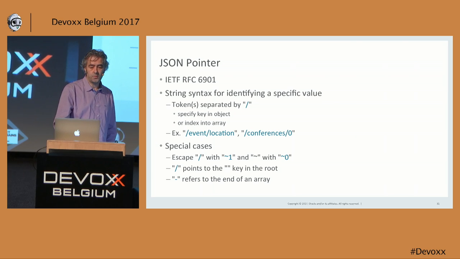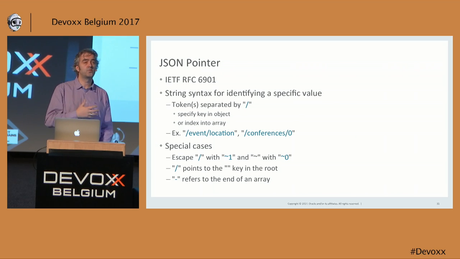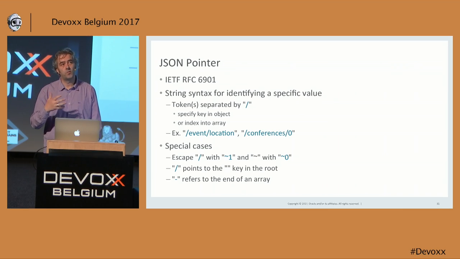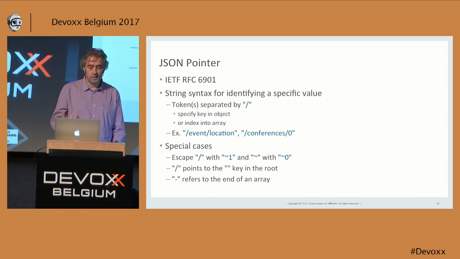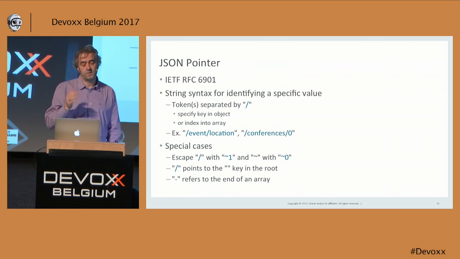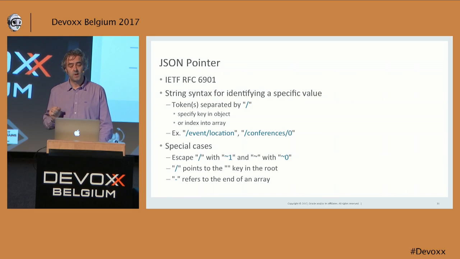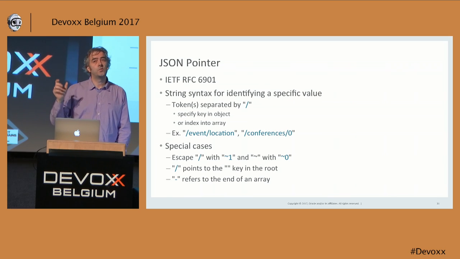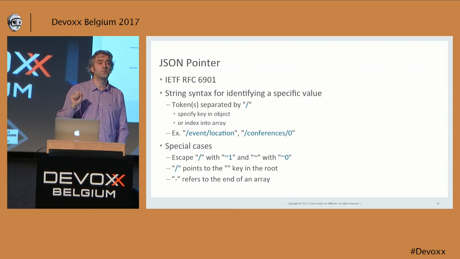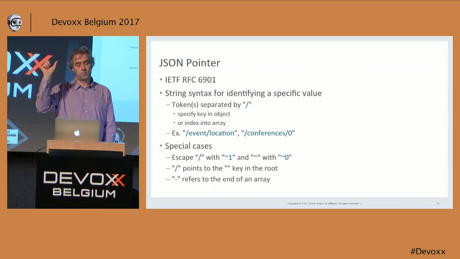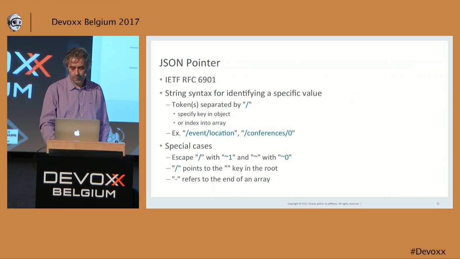The first one, JSON Pointer, is a standard that is used to basically reference a location within a JSON document. So it's a very easy to use syntax. You see an example there, /event/location, for example. So /event means we want to use the object whose key is event, and in that object we want to use the object whose key is location.